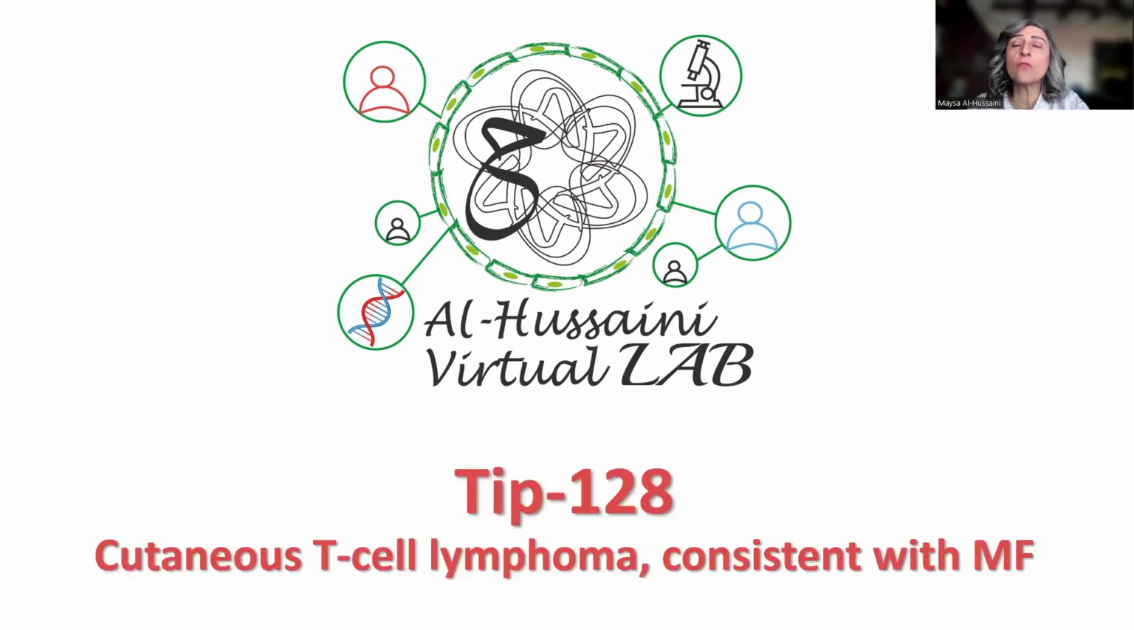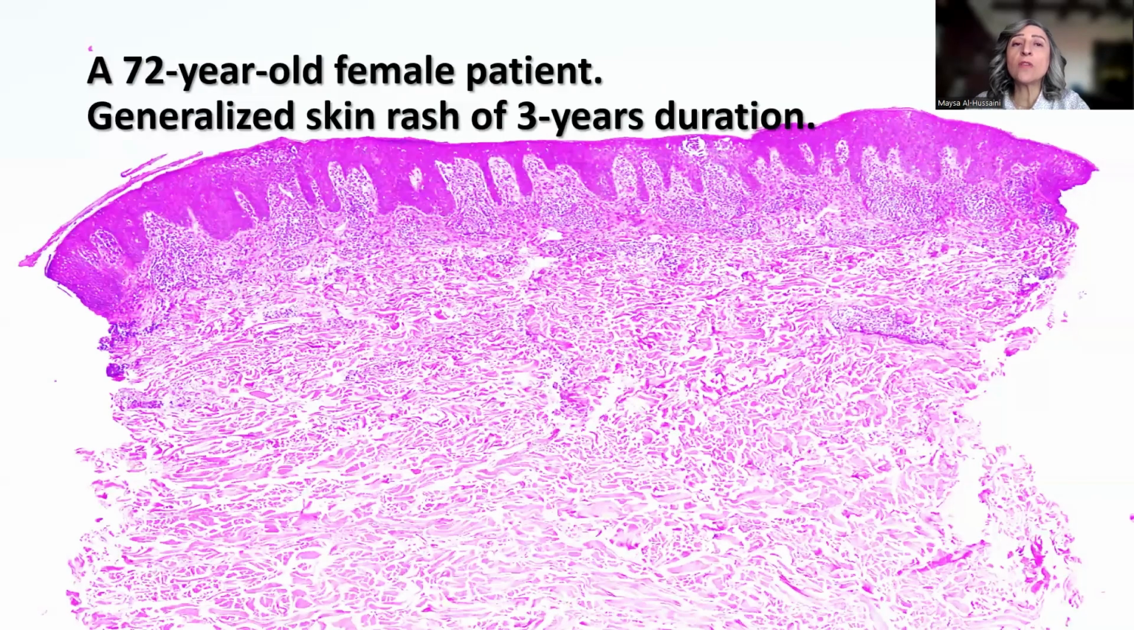What I'm going to be sharing with you today is a nice example of cutaneous T-cell lymphoma that was consistent with mycosis fungoides. So this is a case of a 72-year-old female patient who presented with generalized skin rash of 3 years duration. One of those lesions was recently biopsied, and as you can see here, there is a busy upper dermis because of involvement or infiltration by the lymphoma cells.